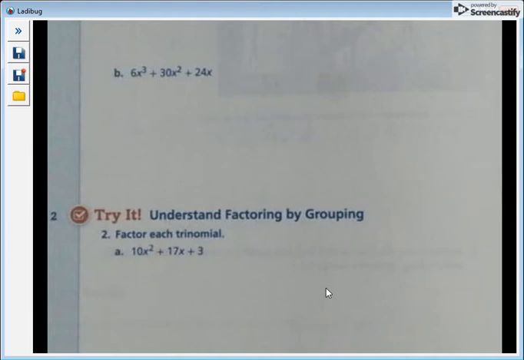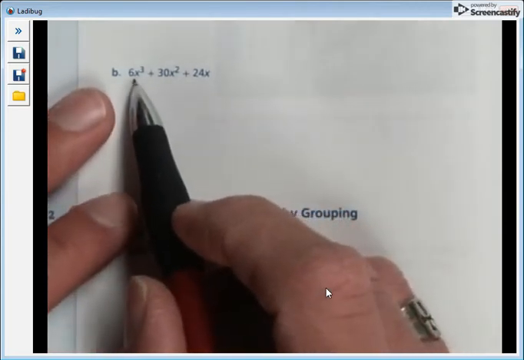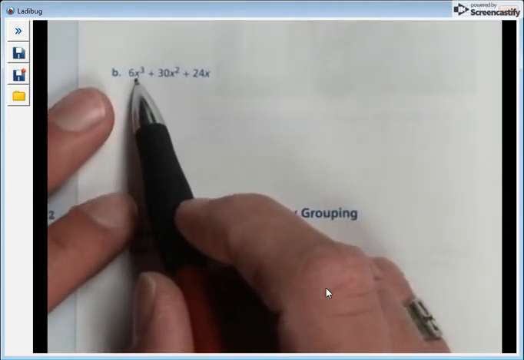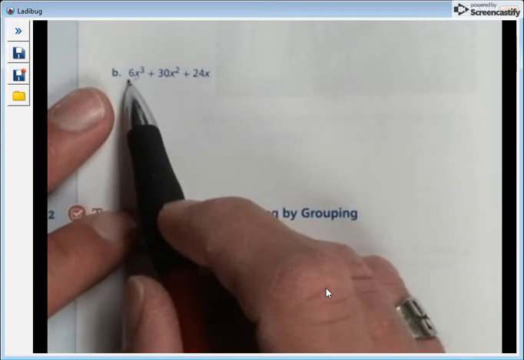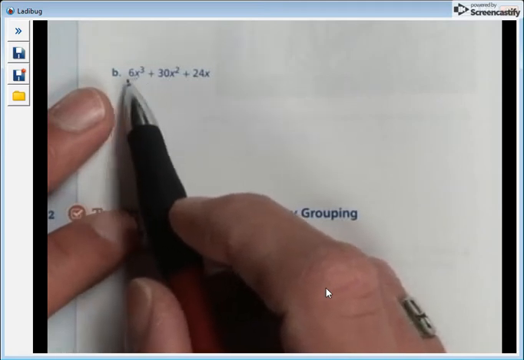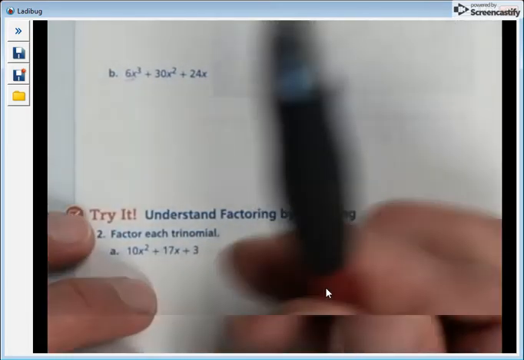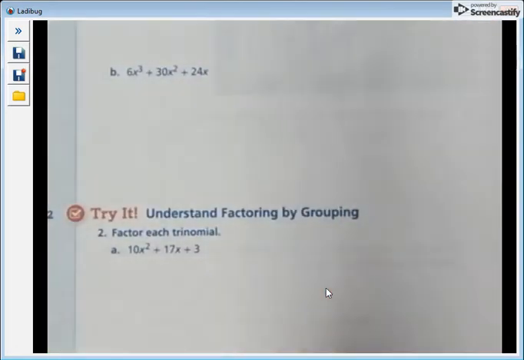For this particular section, we don't have the nice, pretty x squared only. So we now have a coefficient, a number in front of our variable, which adds a new layer to it. There are two ways to go about solving these, and it all depends on what's given to you in the problem.